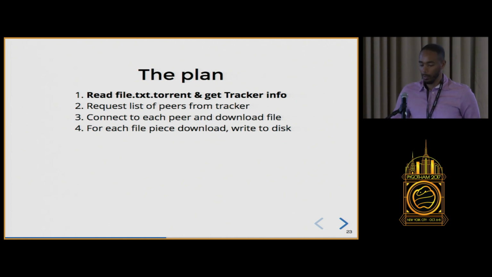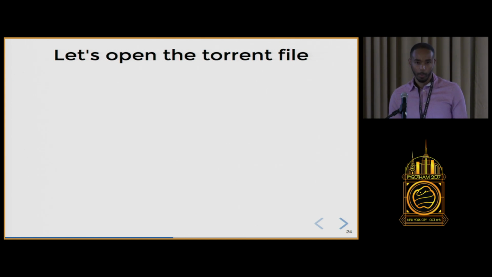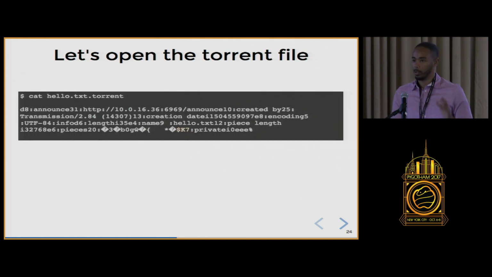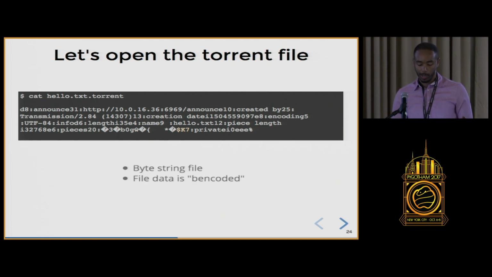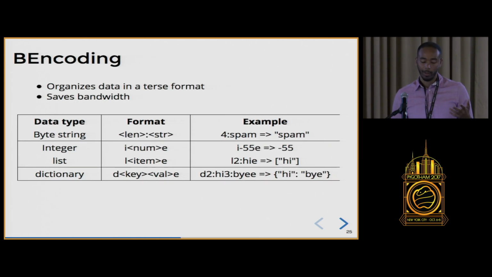So back to our plan. The first thing we're going to do is parse the .torrent file and get the tracker information out of it. So let's open the torrent file. If you go to your terminal and you say cat and you give the file you downloaded from the internet, you get this text that's somewhat readable, somewhat not. There's no clear structure that we can see with our eyes. But that's because this file is a byte string file and it's known as BEncoded. And BEncoding is a format that's pretty useful in the BitTorrent protocol.